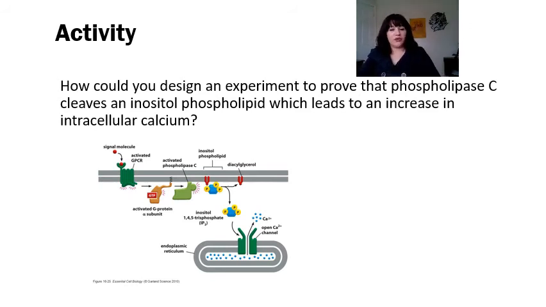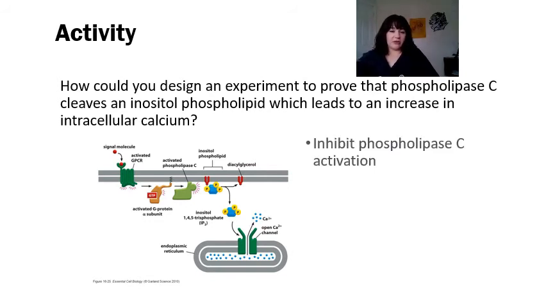So, if you wanted to prove that phospholipase C cleaves inositol phospholipid, and that cleavage leads to an increase in calcium inside the cell, you really have a two-part experiment. Because first you have to prove that phospholipase C can break this molecule in half, and you also have to prove that when this molecule gets broken in half, that it leads to activation of this calcium, opening of this calcium channel. You also have to show that this opening of the endoplasmic reticulum is connected to phospholipase C.